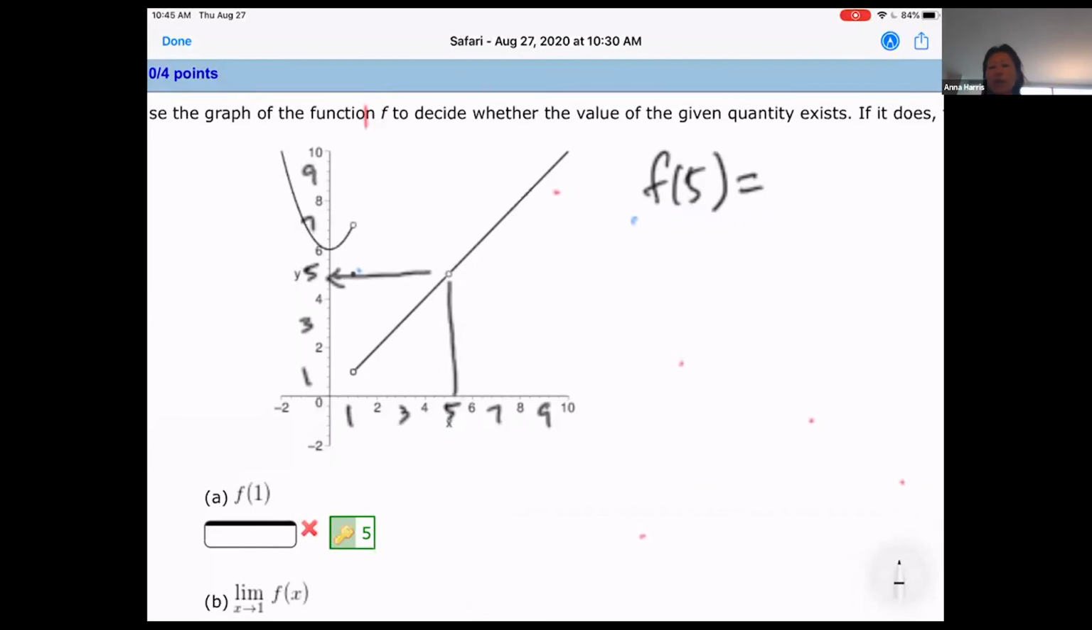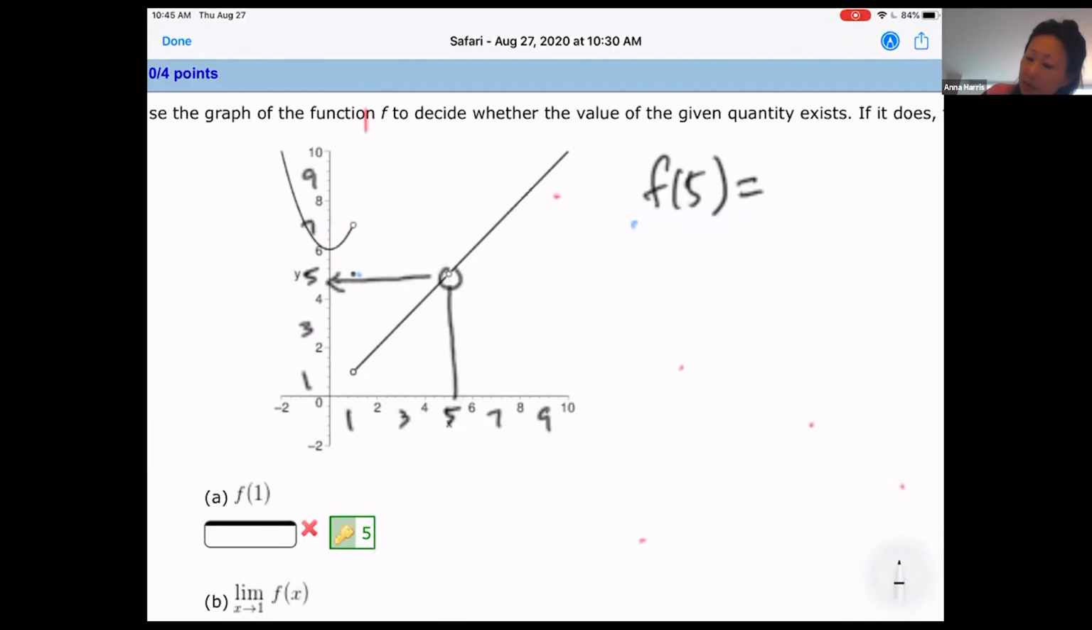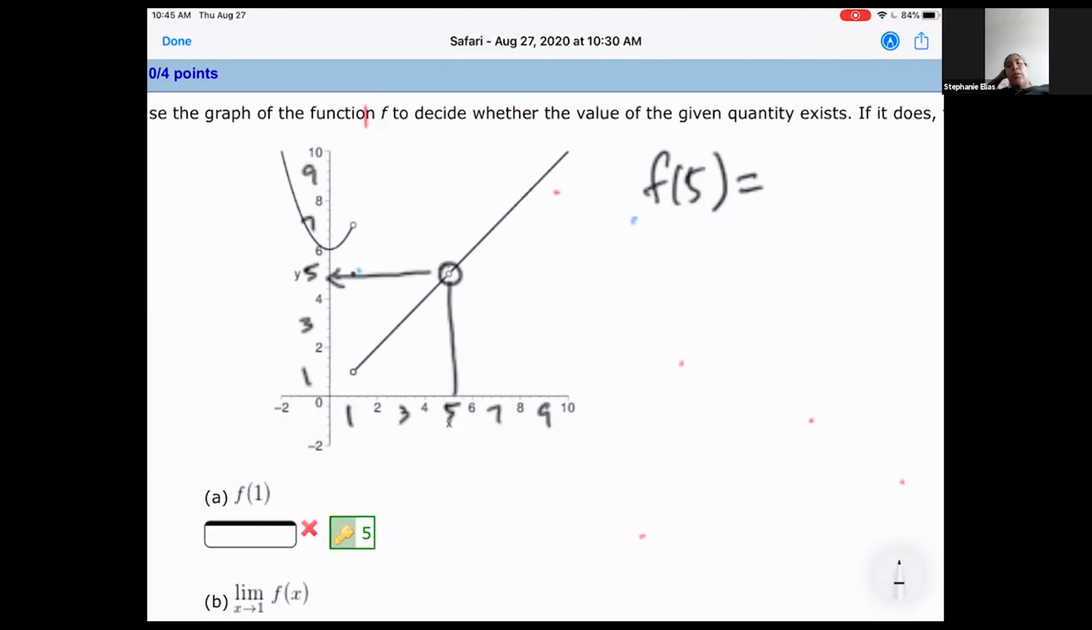So where does f of 5 approach to? First of all, is this a circle? It's an open circle, isn't it? Since this is an open circle, do I have f of 5? Yes or no? No, it does not exist. Well, now let's look at the limit.